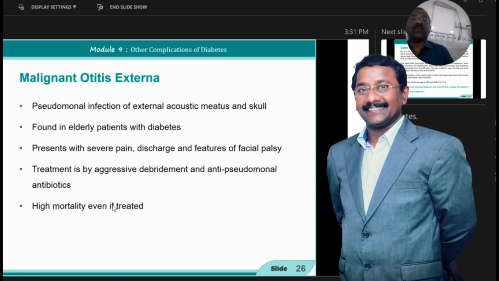Pseudomonal infection of the external acoustic meatus and the skull base, found in elderly with diabetes, severe pain, discharge and features of facial palsy. Treatment is aggressive debridement and anti-pseudomonal antibiotics. High mortality.